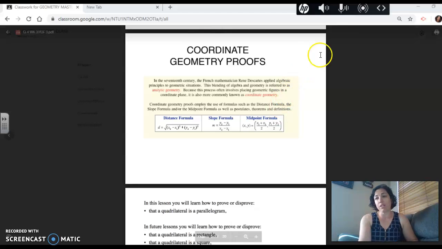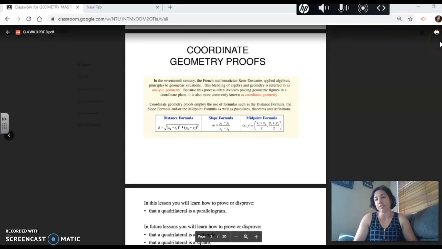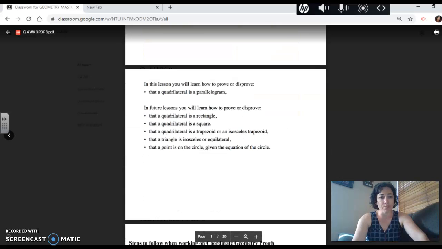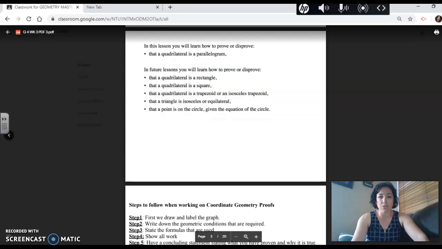Try to follow along. If you have graph paper, that's awesome. If you don't, you can pause the video and try them on your own and then check it with me. If you have any questions, you can always message me or email me, and I will help as much as I can. So some of the things that we're looking at here are parallelograms.